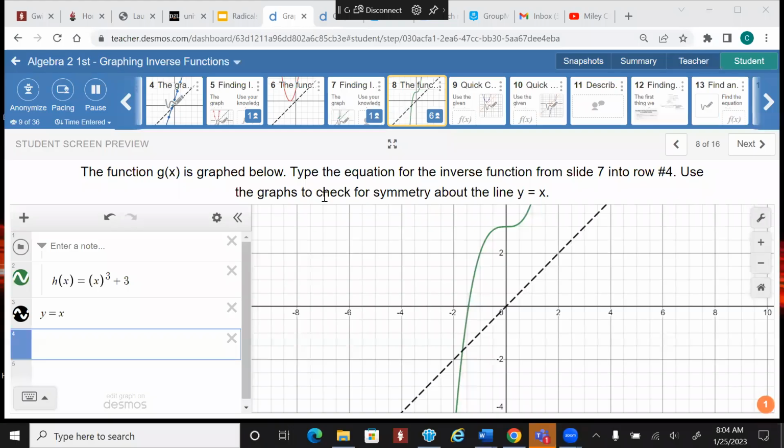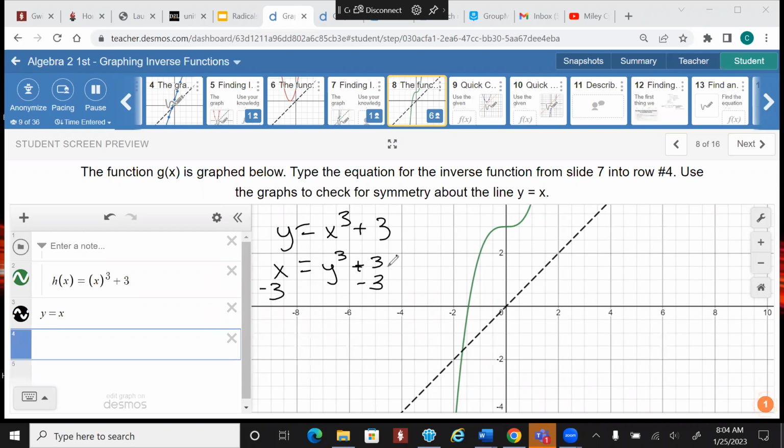Okay, so we got y equals x to the third plus 3. So what's the first thing we're going to do when we find the inverse? We're going to switch the x and y. And now we want to get y by itself. So what are we going to do? So we switched our x and y. Now what are we going to do? We're going to solve again.